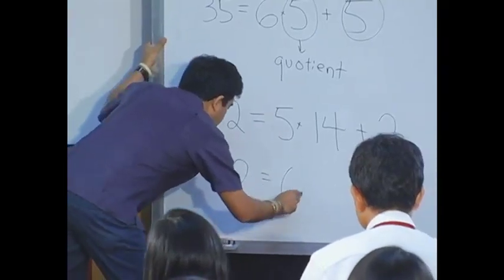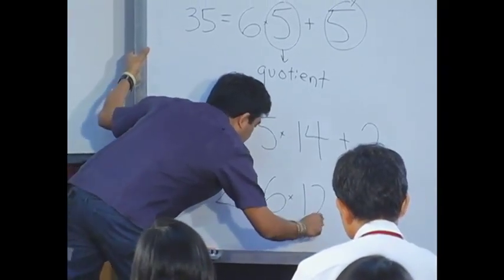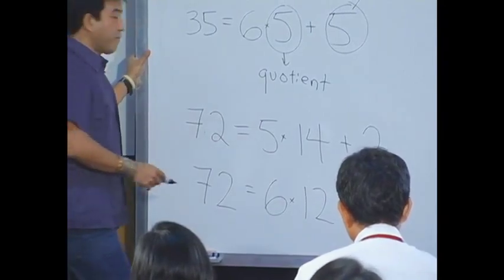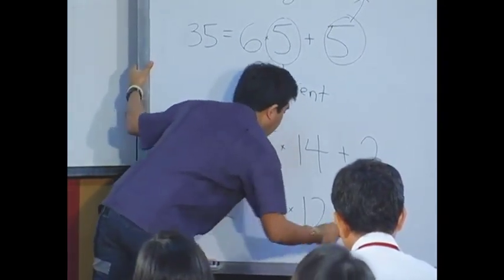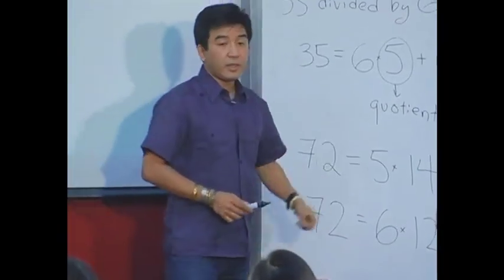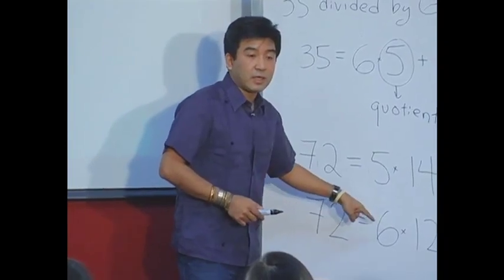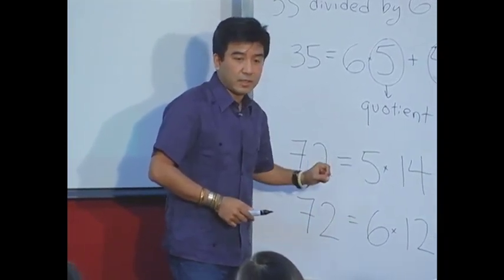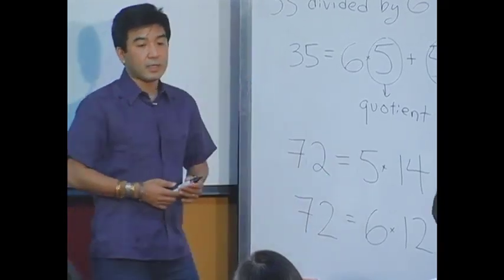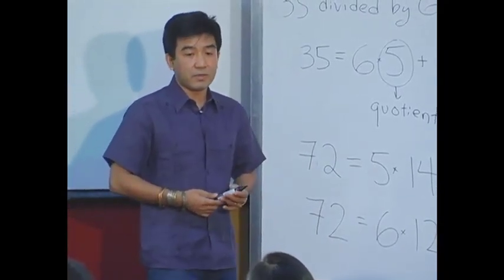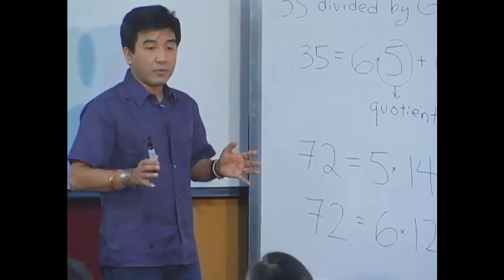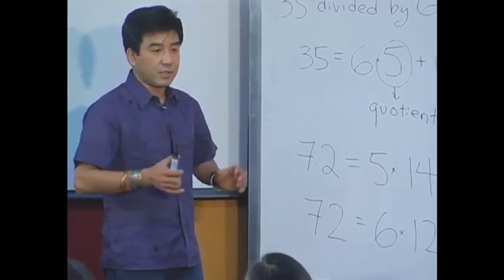72 is 6 times 12 plus 0. Whenever the remainder is 0, it means that 72 is a multiple of 6. Another way of saying that, 6 is a factor of 72, or 6 is a divisor of 72. So whenever the remainder is 0, then you have a complete division.